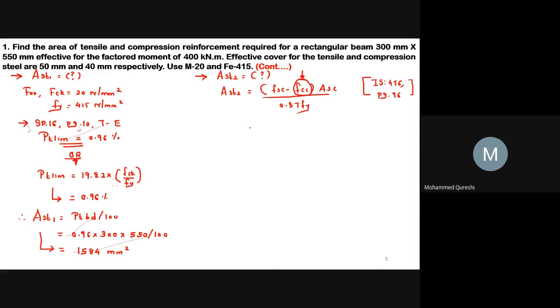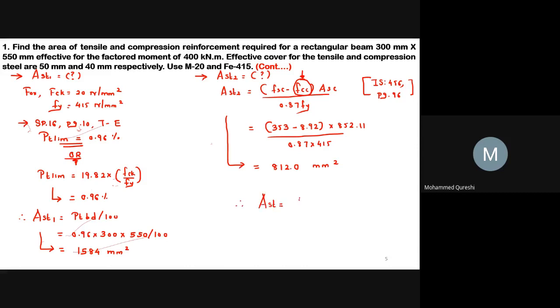So after putting the values in the AST2 equation, that is FSC we had obtained as 353 minus FCC as 8.92 into ASC 852.11 upon 0.87 into Fy as 415. So after solving the above equation, we will get 812.0 mm square. So here the value of AST2 is 812 mm square.